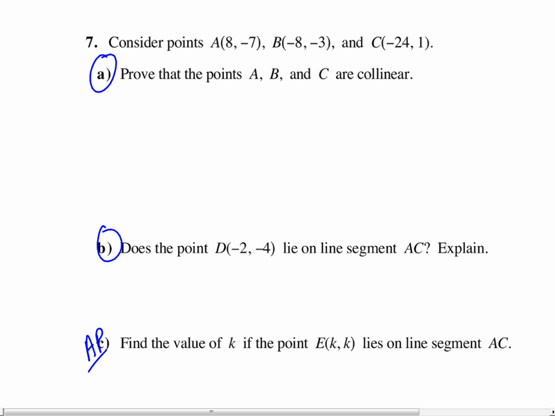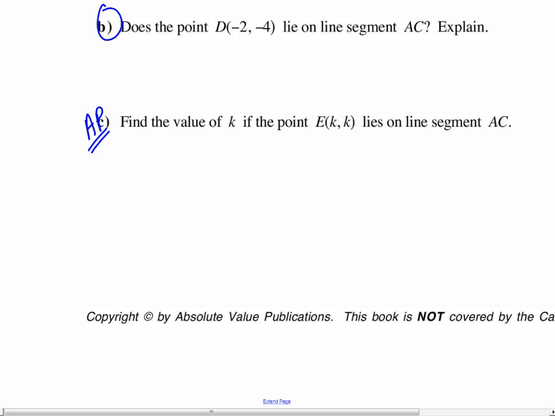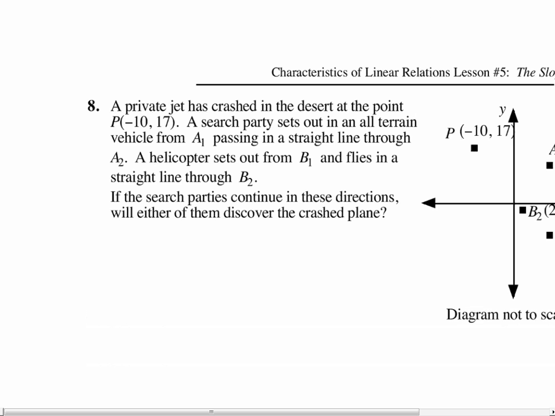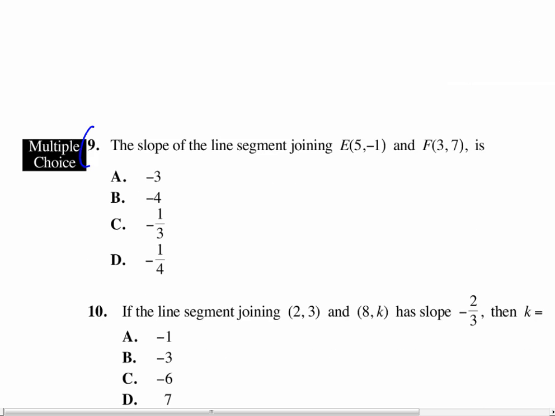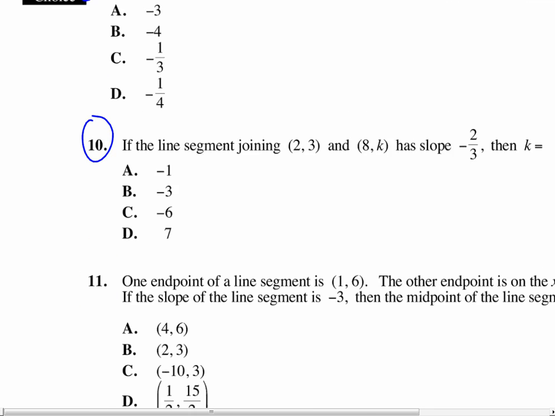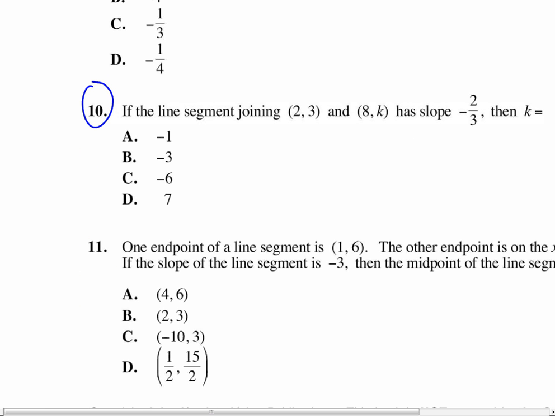C is optional. It's an AP question, so AP students, you must do it. Everyone else, it's optional, and it's a good question, so if you have time, I'd say do it either way. And then 9 and 10, the last one. Okay, so that's your assignment for this lesson.